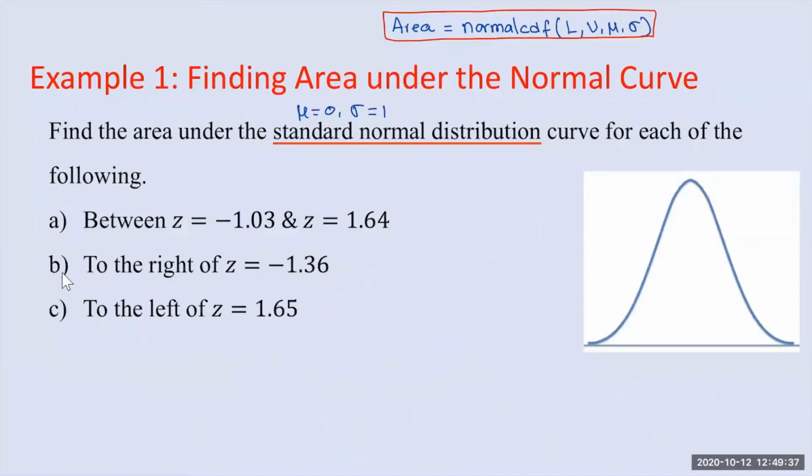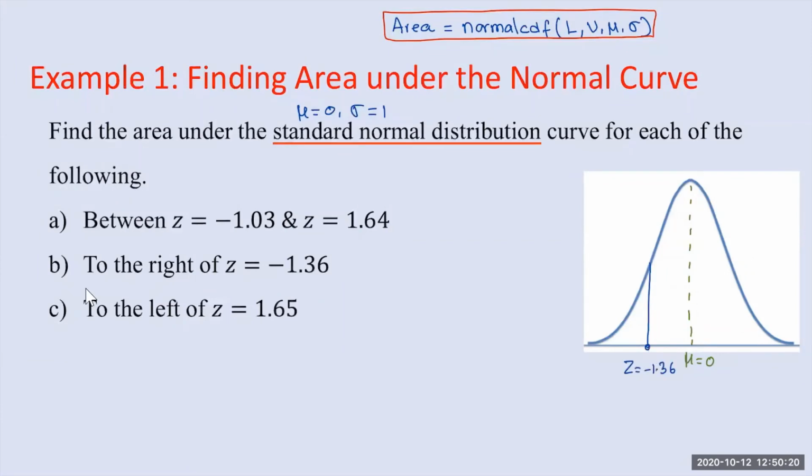Now let's work on part B. In part B, we have to find the area to the right of z equal to negative 1.36. Here we are talking about the standard normal curve or normal distribution. Meaning you have the mean in the middle, which is equal to 0. Now we want the area to the right of z equal to negative 1.36. 0 is here, so negative 1.36 should be somewhere there. So here we'll have z equal to negative 1.36.